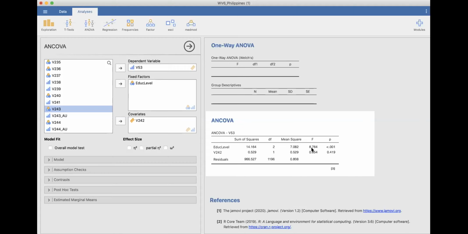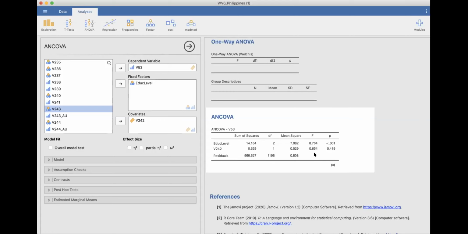So that's how we would interpret ANCOVA. So we just say even when age is controlled for. But since a covariate here is not significant, we would say there's a difference in the belief that men make better executives than women according to education level, and age was not a significant covariate.